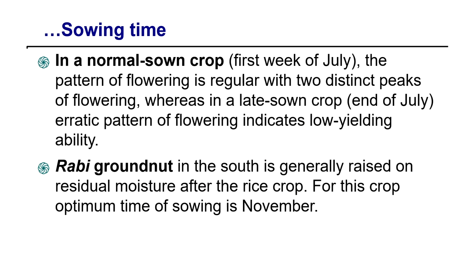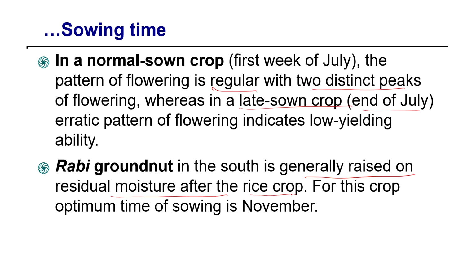In a normal sown crop, that is the first week of July, the pattern of flowering is regular with 2 distinct peaks of flowering, whereas in a late sown crop, end of July, the erratic pattern of flowering indicates low yielding ability of the crop. The pod size can decrease, the number of seeds in a pod can also decrease, and the number of pods itself can decrease.